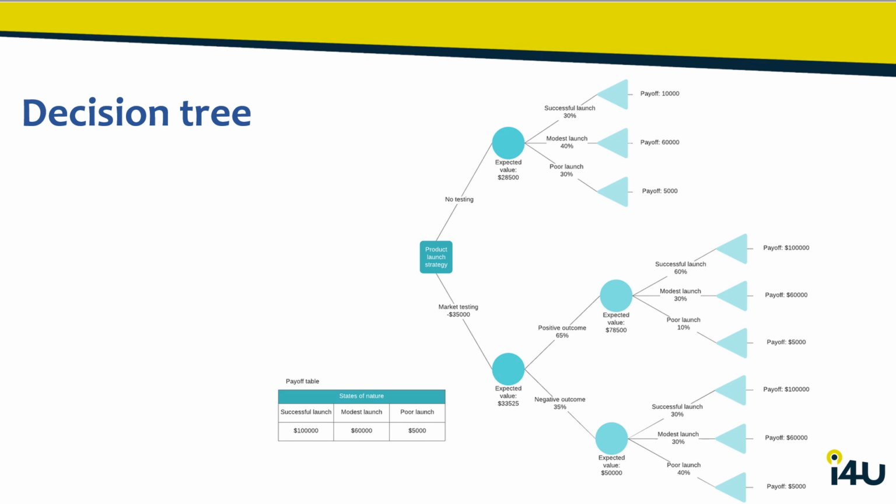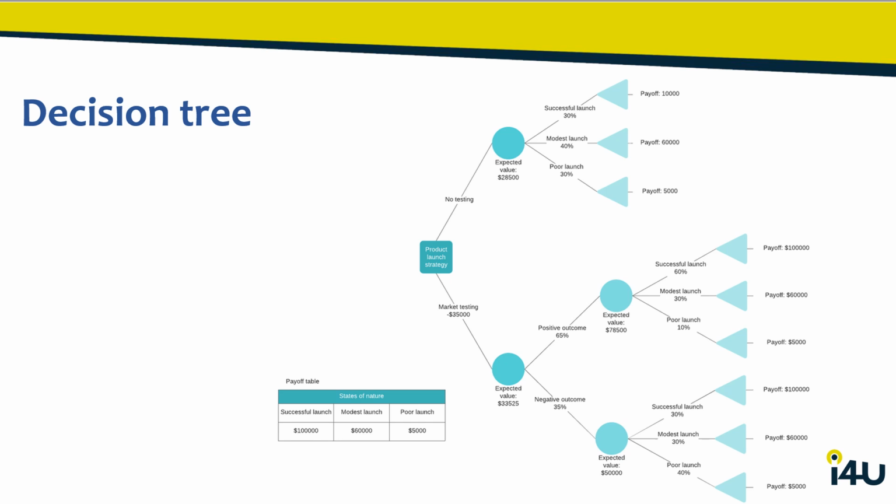Positive outcome, 65% probability. Negative outcome, 35% probability. These outcomes lead to 3 possible states of launch success: successful, modest, or poor, for each testing result. After a positive testing outcome, the probabilities for a successful launch increase. After a negative testing outcome, the launch probabilities are estimated as well as the overall expected value for market testing.